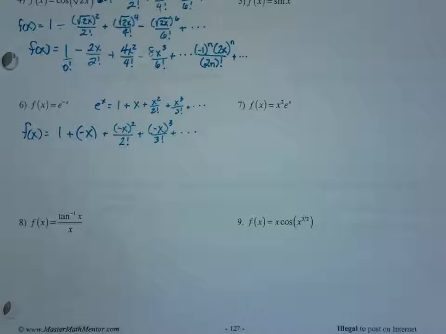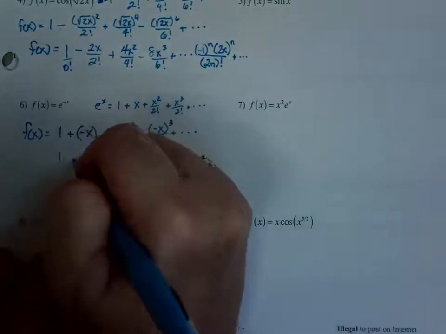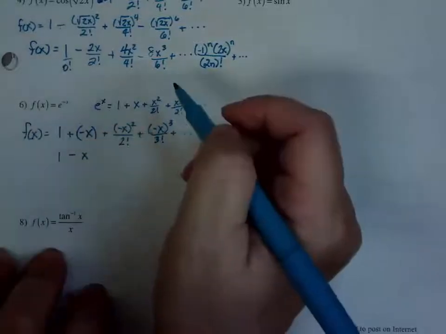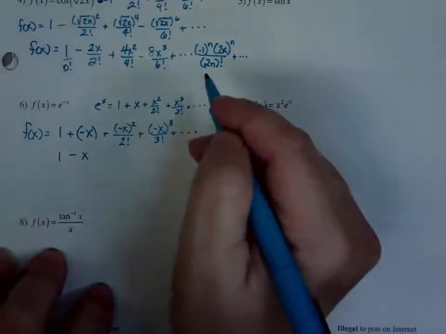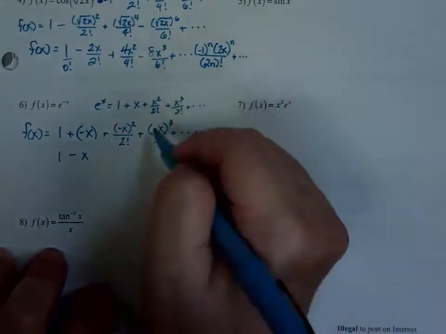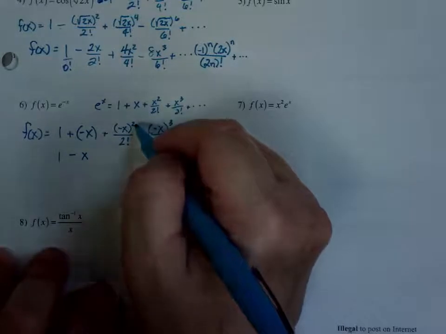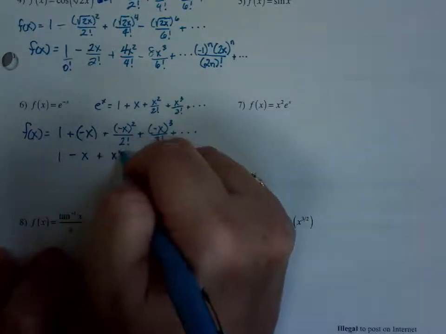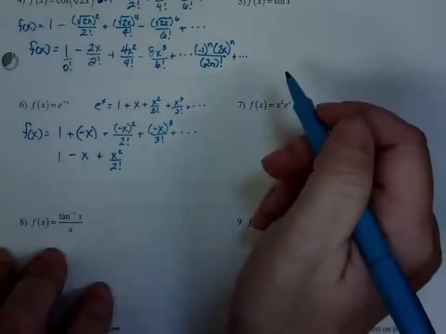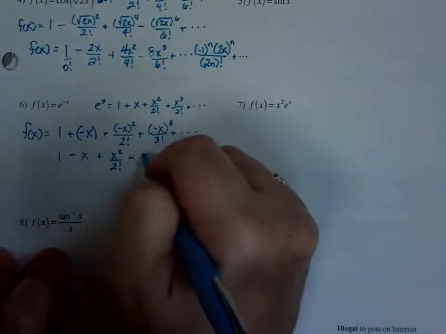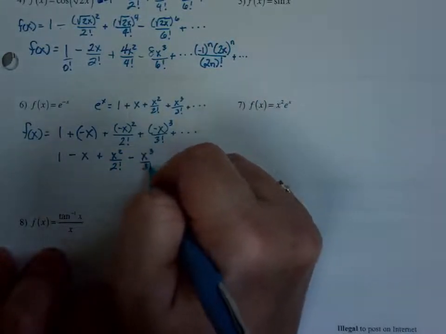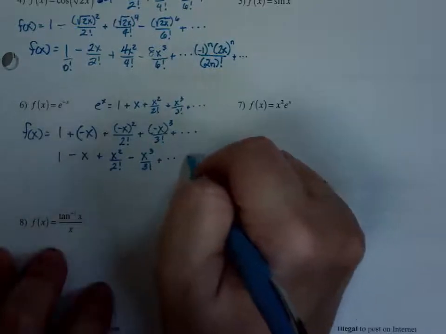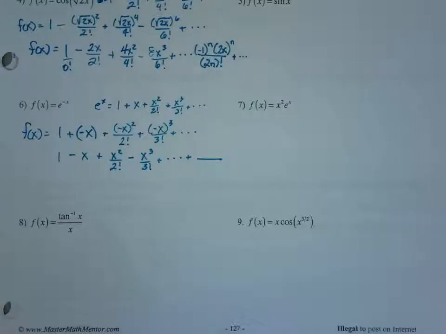So let's clean it up. So we have 1 minus x. What sign is the next term? Minus. Careful. A negative squared is positive. Plus x squared over 2 factorial minus x cubed over 3 factorial plus dot, dot, dot plus fraction bar. How does it differ from the original? It's just now alternating, isn't it?